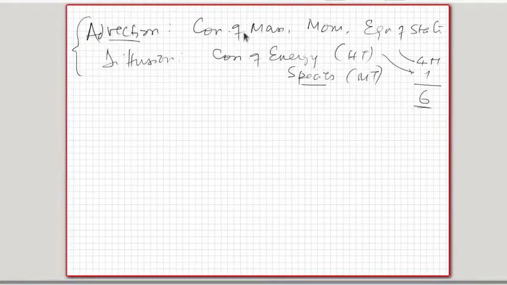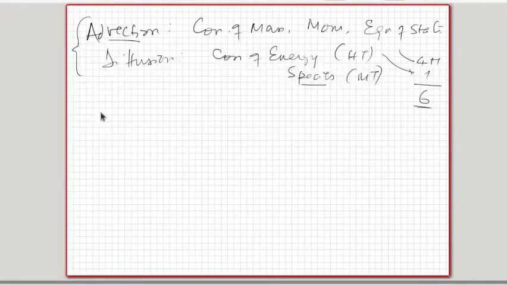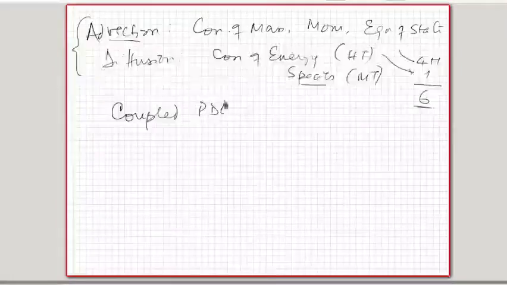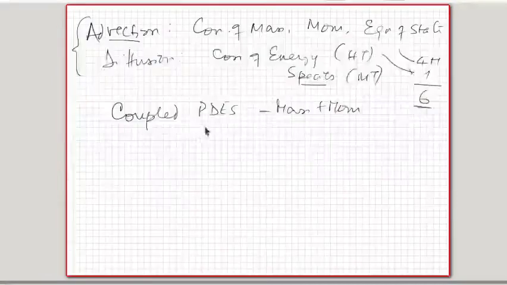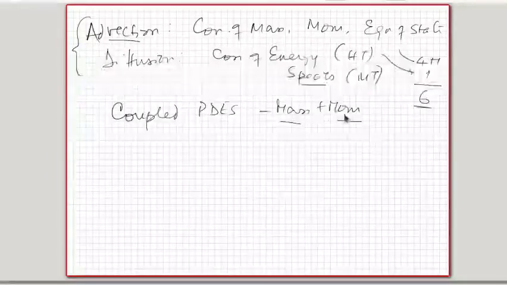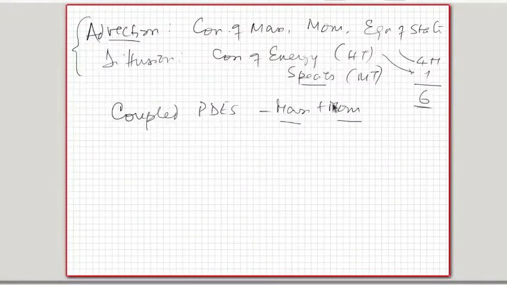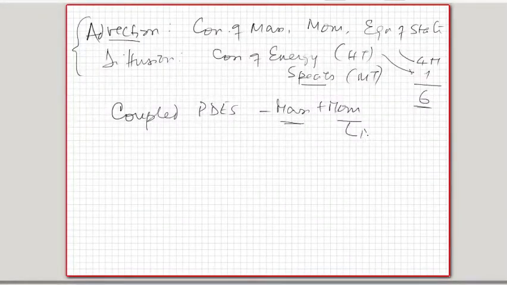So the advection equations are coupled partial differential equations between conservation of mass and momentum. Okay, so the mass and momentum are coupled partial differential equations. Depending on the number of momentum components that we need to look at, whether it's a one-dimensional, two-dimensional or three-dimensional problem, the number of momentum equations that are solved varies, along with conservation of mass. So these are coupled PDEs, and the momentum equations are non-linear.